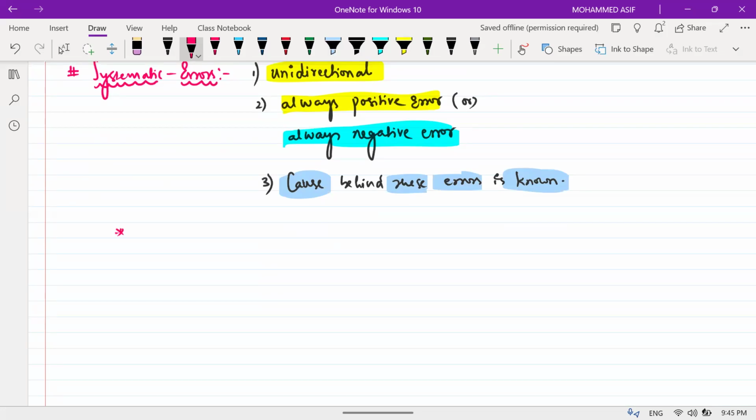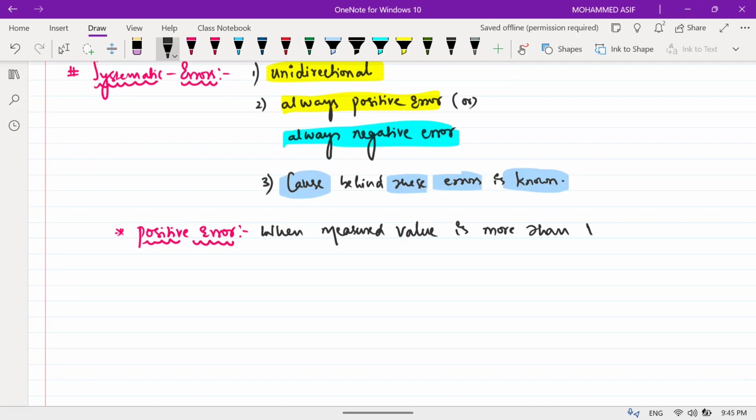Next one is positive error. What do you mean by a positive error? A positive error is nothing but when the measured value is more than the true value. When the measured value is more than the true value, that is your positive error.